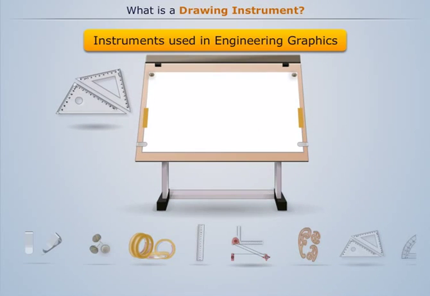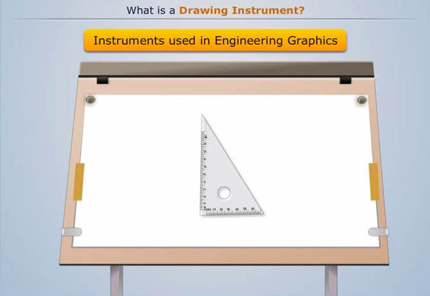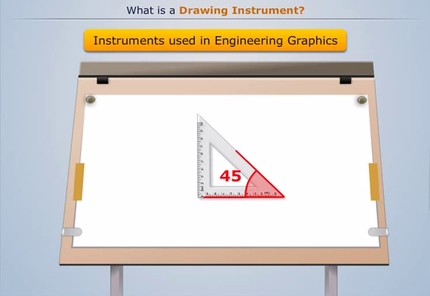Set squares are generally made from plastic or celluloid material. Two types of set squares are used. They are triangular in shape with one corner a right angle. One has angles 30, 60 and 90 degrees, and the other is 45, 45 and 90 degrees.